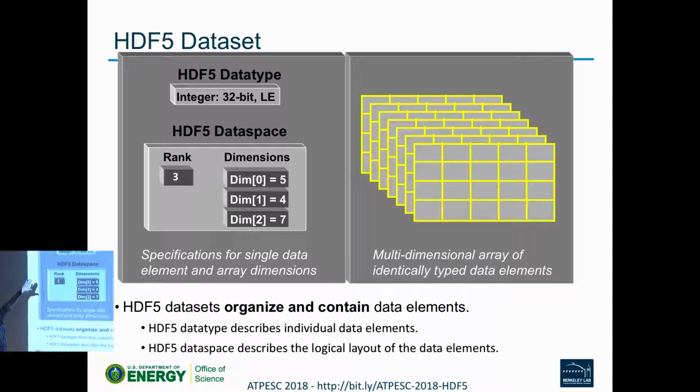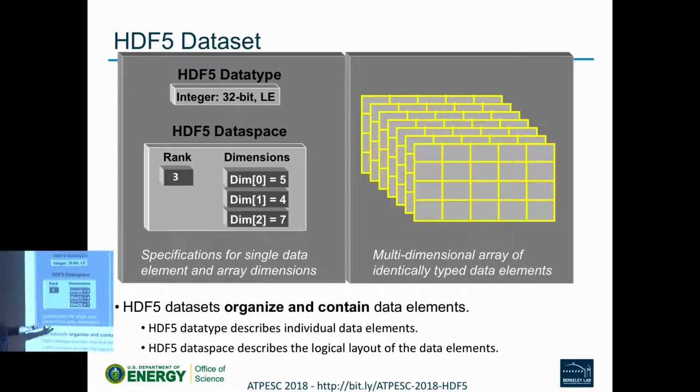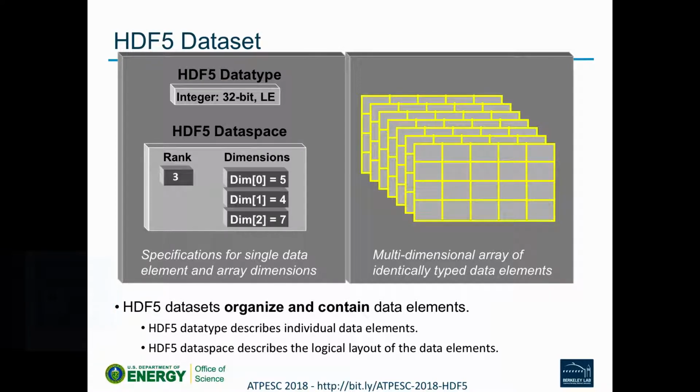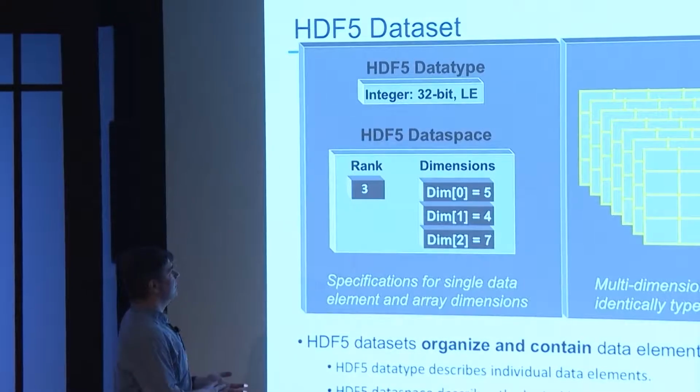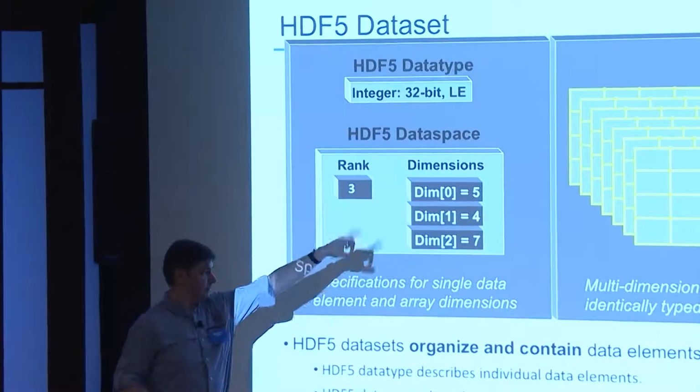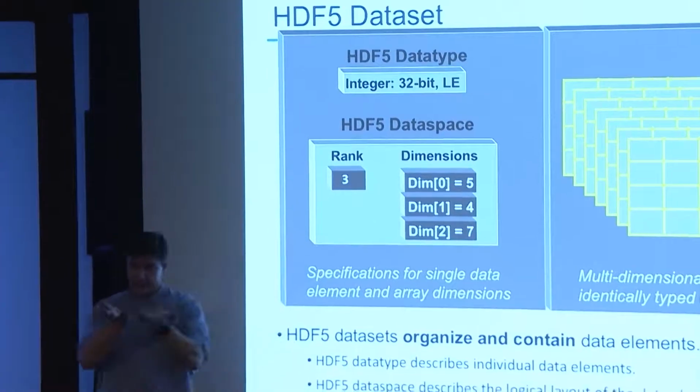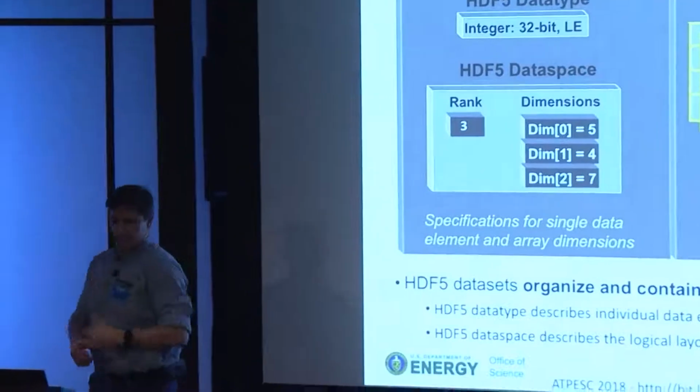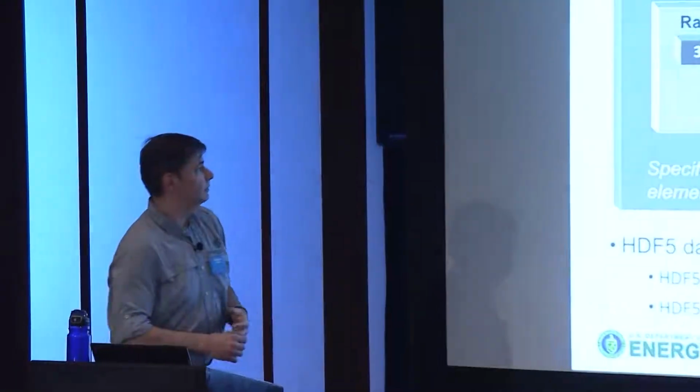It needs a data type, which is what every element in your array is, right? What kind of thing it is. In this example, it's a 32-bit middle endian integer and a three-dimensional array. What is the data space, the arrayness part? Three-dimensional, 5 by 4 by 7.